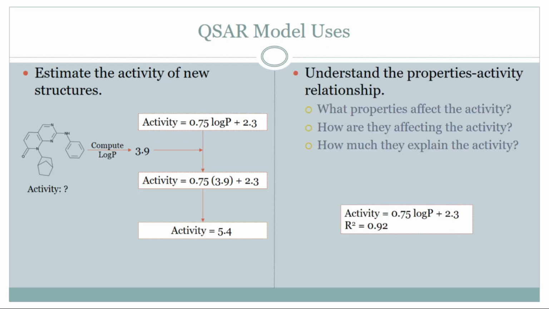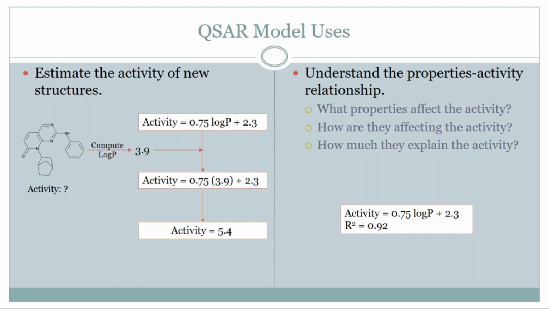Now the other use of QSAR models is to understand the activity and the properties relationship. So a QSAR model can also help you to understand what properties or what descriptors are affecting the activity, and also how they are affecting the activity, like are they positively correlated or negatively correlated, and also how much variation of the activity they explain.